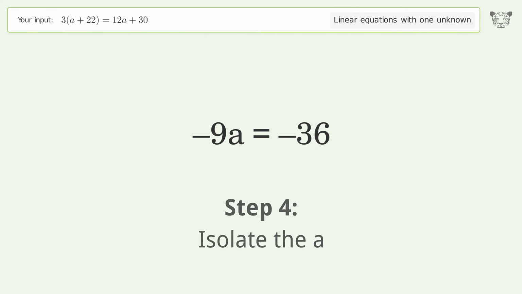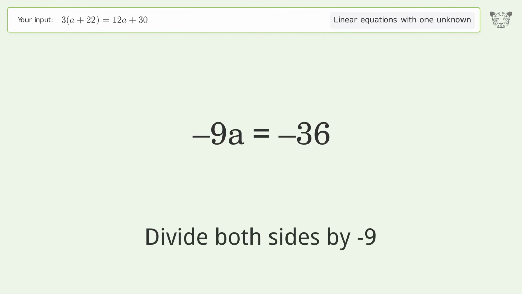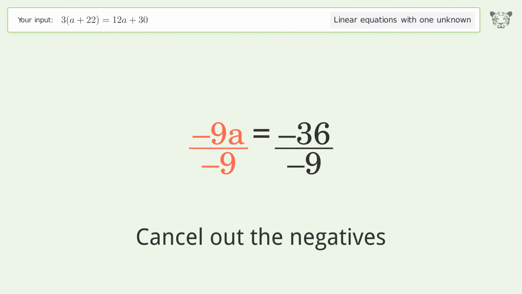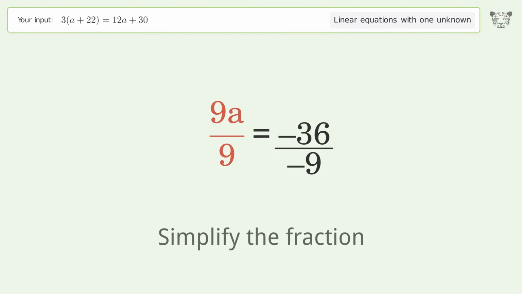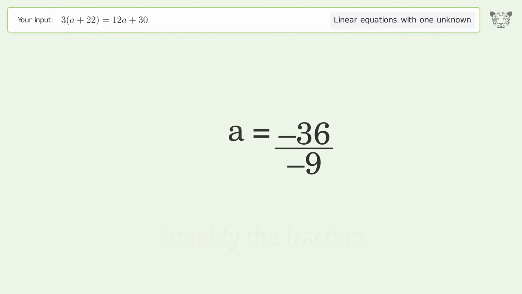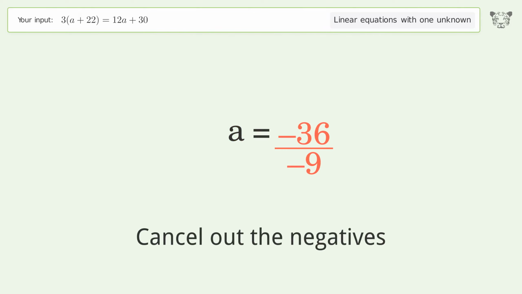Isolate the a. Divide both sides by -9. Cancel out the negatives. Simplify the fraction. Cancel out the negatives.